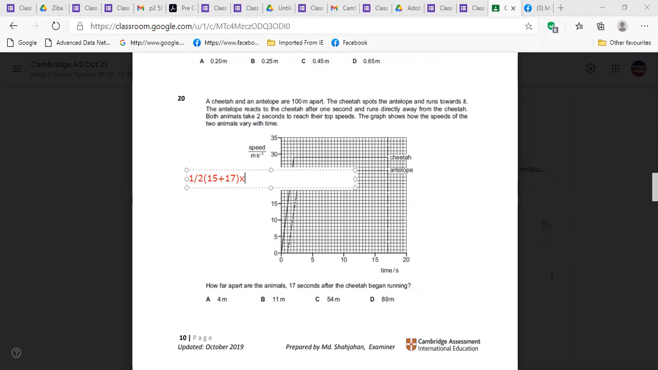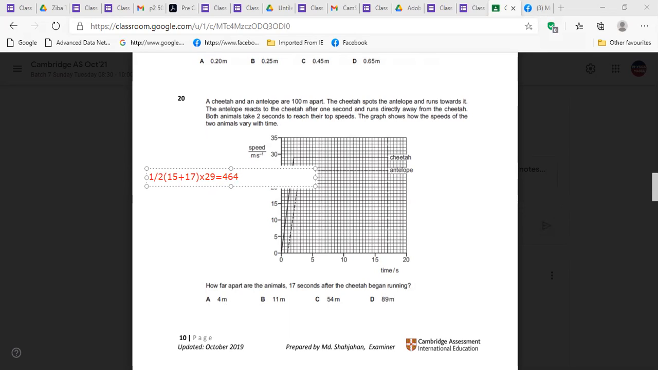Sir, that is the speed of the cheetah, above. Yes. Okay, very good. So this area under the graph is coming how much? Sir, it is coming 464. Okay, 464.